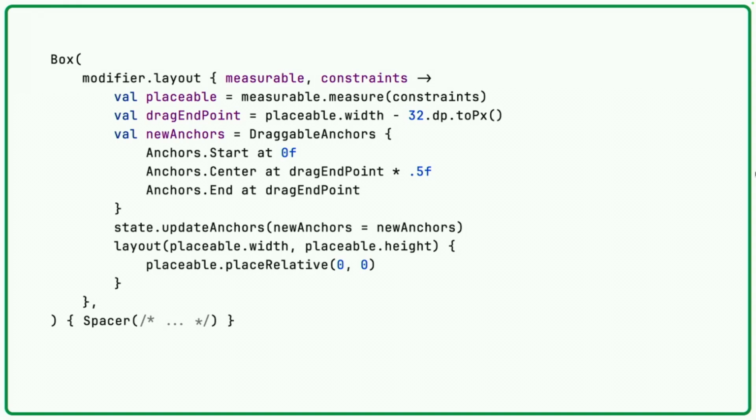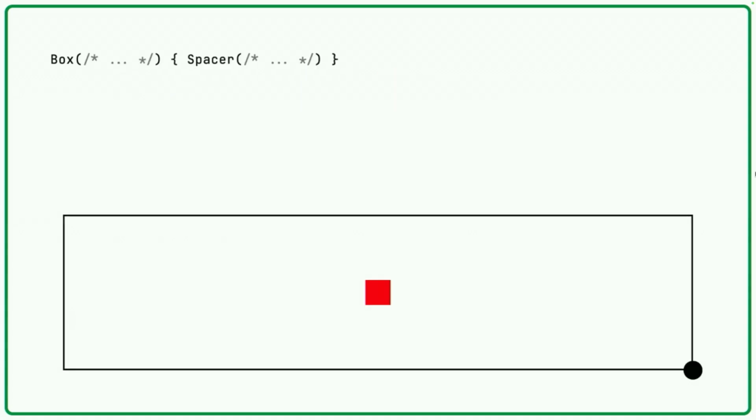So we're going to get our draggable anchors and update the state with those endpoints based on the current size of the box. So we're going to put start at 0, center at halfway through, end at the end. That makes sense. So let's actually run that. On the slides here, this is this code running. So here it is in the center. I can then drag it over to the left, drag it to the center, drag it to the right.